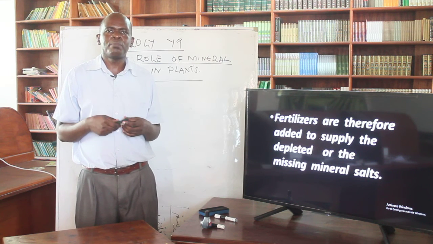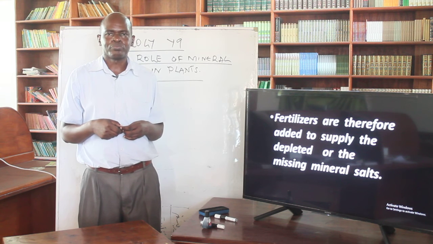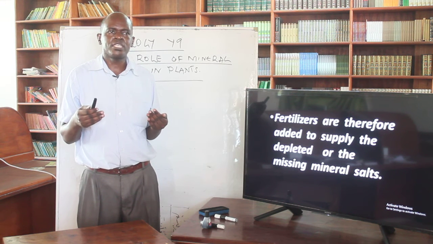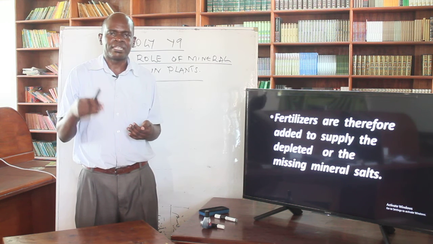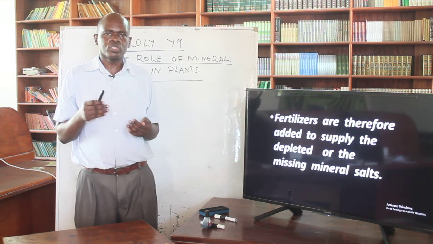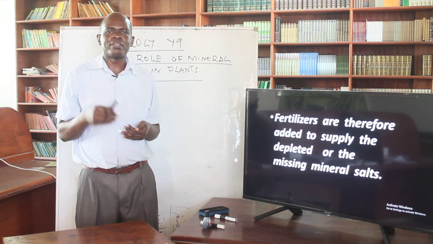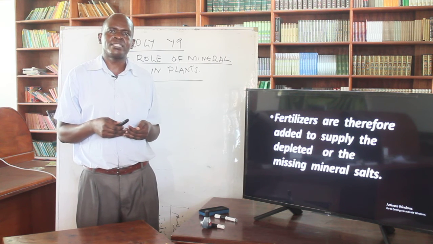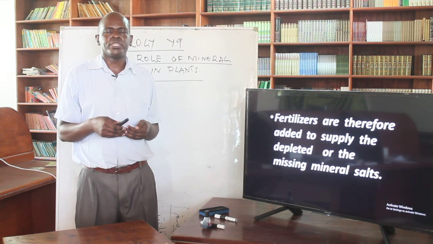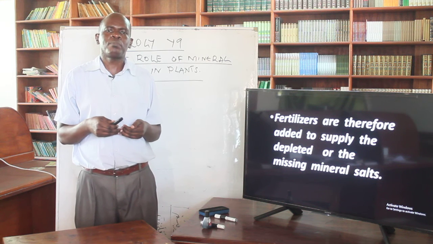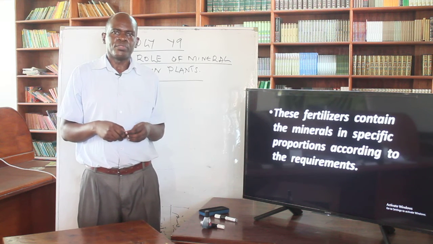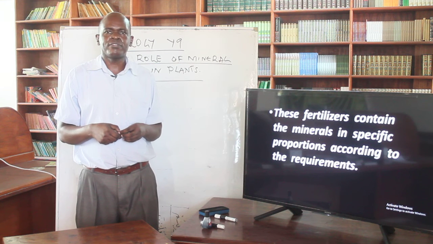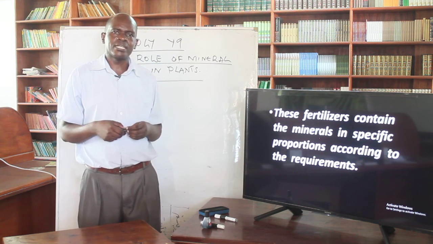Remember that the depletion of these particular minerals is not uniform. In some of the cases, it occurs much slower. In other cases, it can take place at a much faster rate. So because of that, you will discover that the manufacture of these particular fertilizers will depend on the requirement of the different plants in different regions. Now, the fertilizers, therefore, will contain specific proportions according to the requirements, as earlier said.